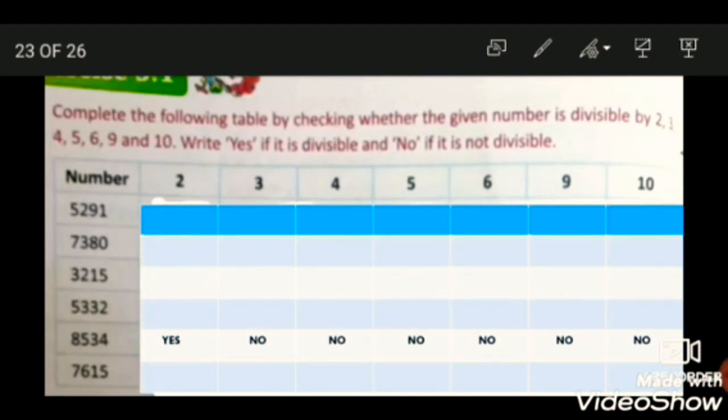Now, fill the row of 8534. The number 8534 is divisible only by 2 and not by any other numbers 3, 4, 5, 6, 9 and 10. So, write yes straight away to 2 and write no straight away to the other numbers 3, 4, 5, 6, 9 and 10. Similarly, you have to check for the other numbers and fill this table.